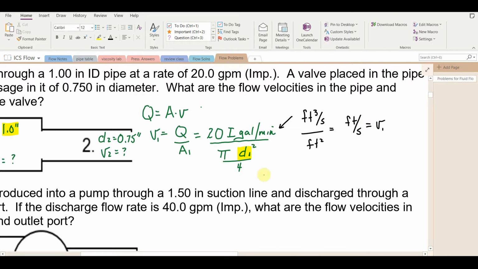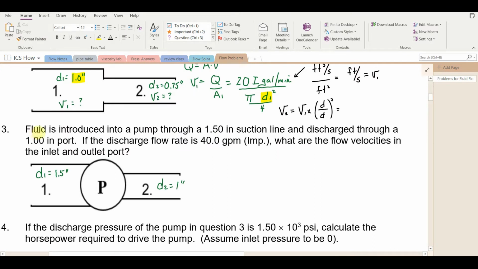To get V2, it'll be V1 times the ratio of diameters squared. And recall that the velocity would be greater in the small section of pipe, so V2 will be greater than V1, so make sure you put the larger diameter over the small diameter. And that'll be it for question 2.